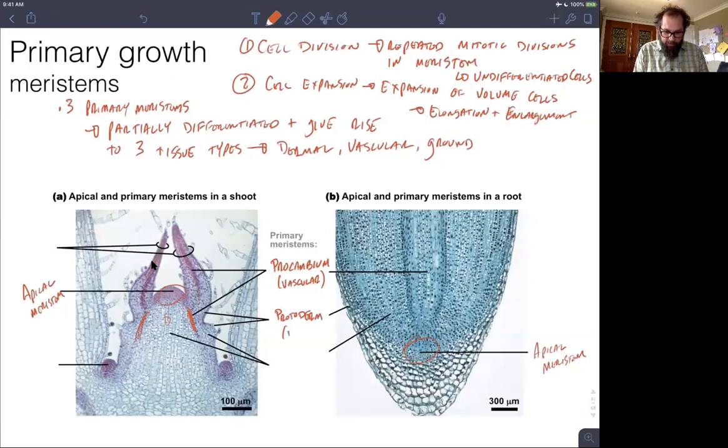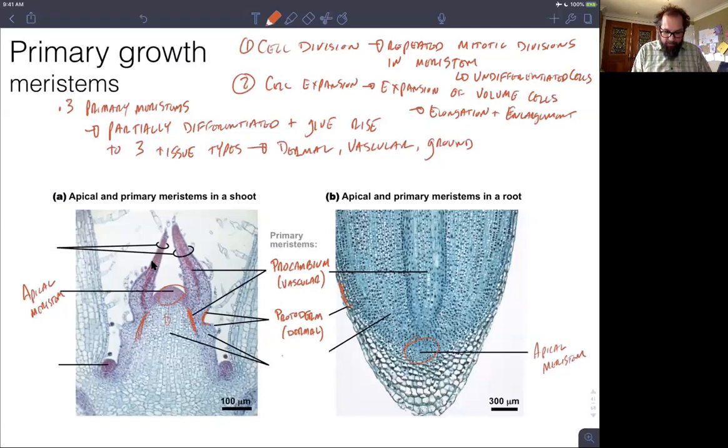So this is for dermal tissue. And we see that that's just behind, but located toward the outside. And so that's giving rise to the dermal tissue that's on the outside, which is that outer layer on the outside of the plant. And this is happening in both the root on the right-hand side here and in the shoot on the left-hand side.